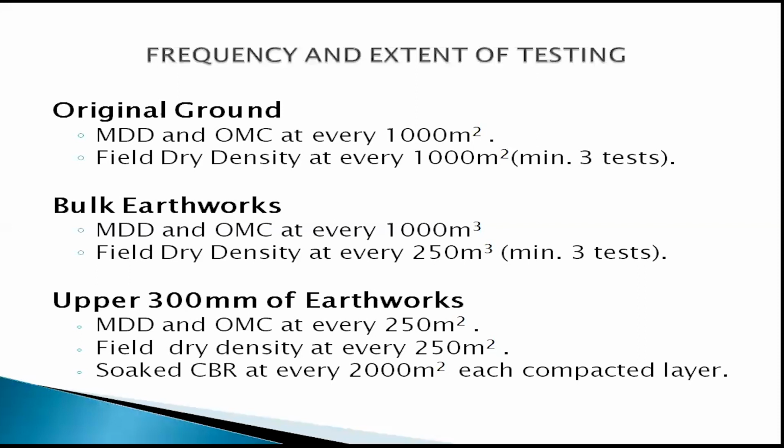So the values that we will obtain are the ones that we are going to use to control the field dry density. So the field dry density will be determined at every 250 meters squared. And within that 250 meters squared of compacted earthworks, we need to do a minimum of 3 tests.